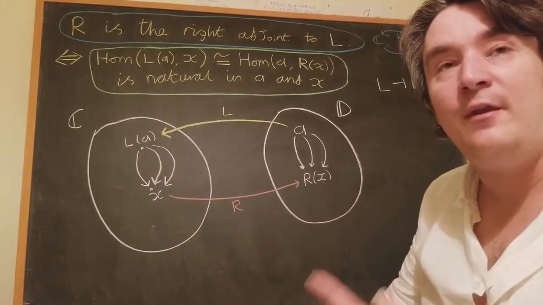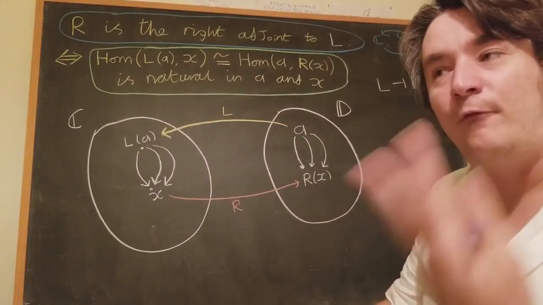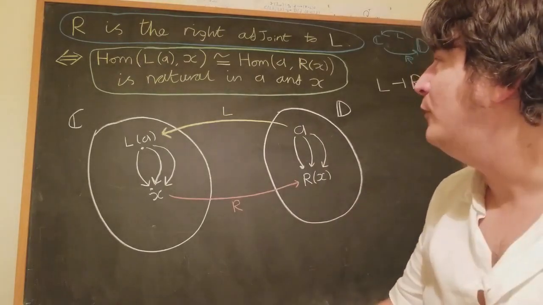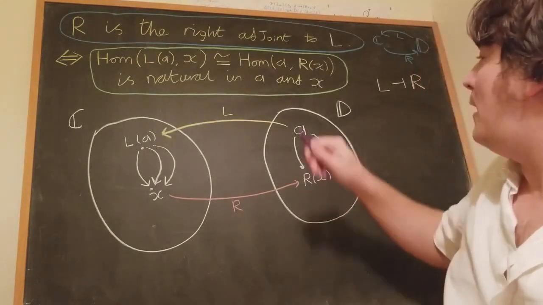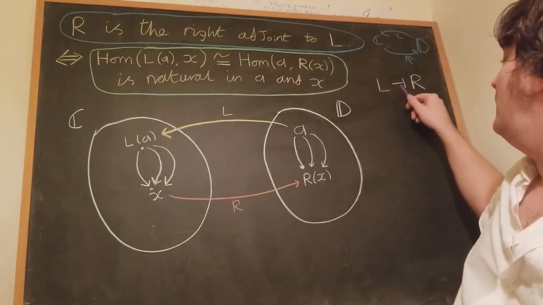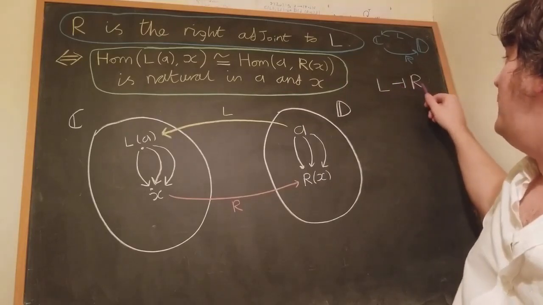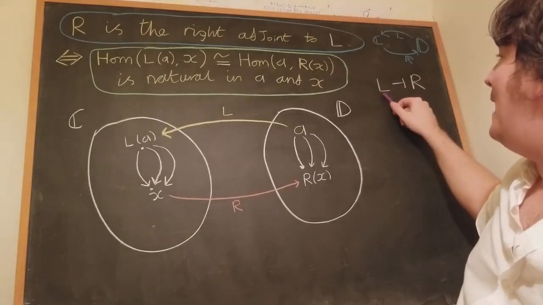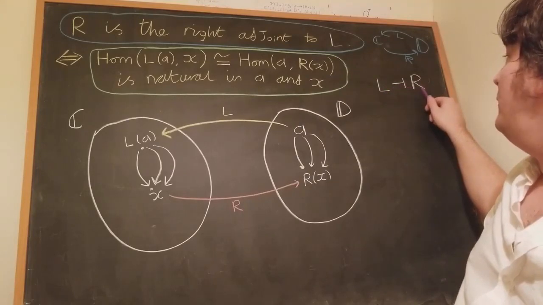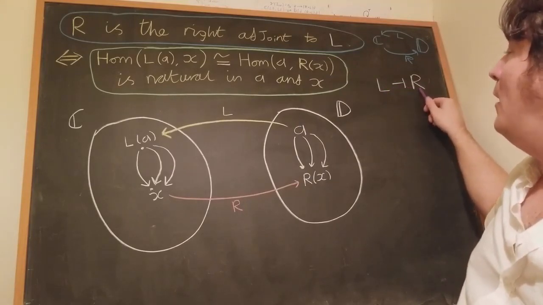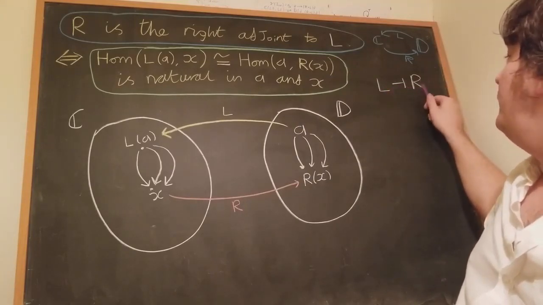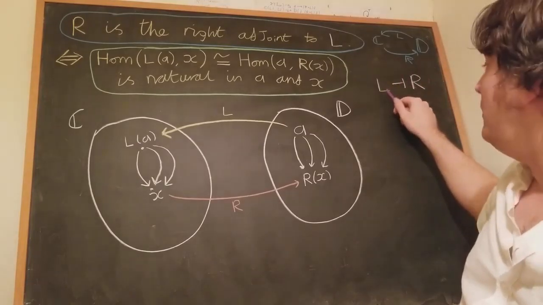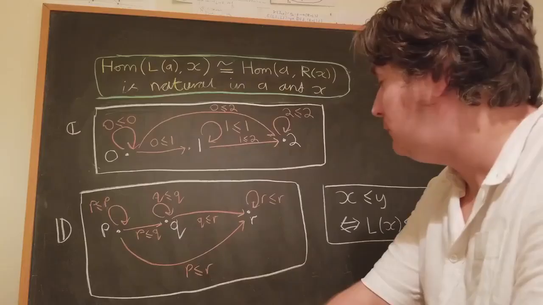Okay, so this is the first definition of adjoint functors, and we often write L left turnstile R to denote that L is the left adjoint to the functor R, or equivalently that R is the right adjoint to the functor L.